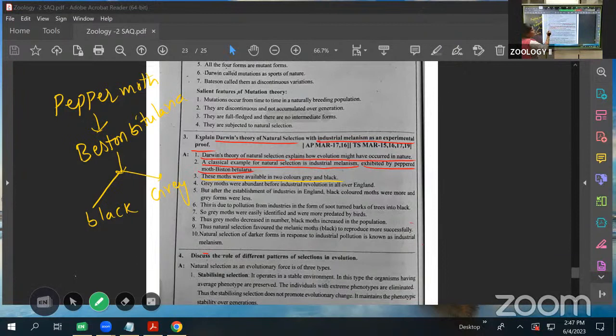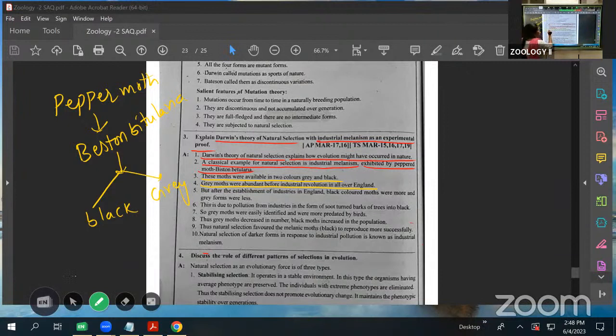Gray moths were abundant before the Industrial Revolution all over England. In England, before industrialization, the gray moths were more numerous. Why? Because there was no pollution, so no soot was there.